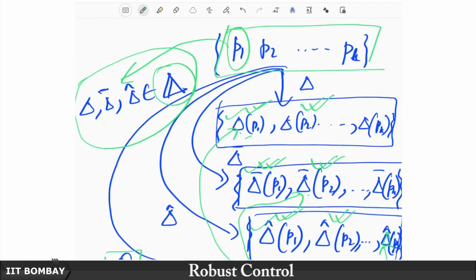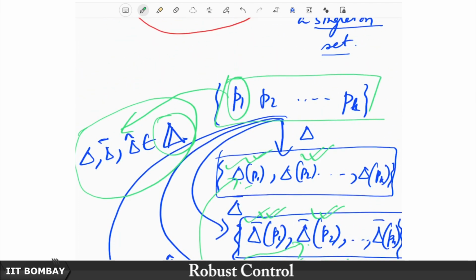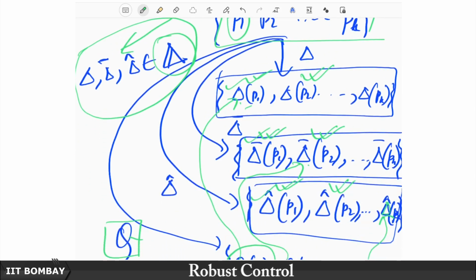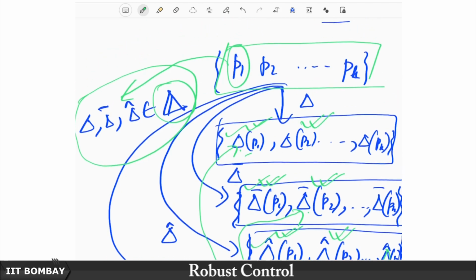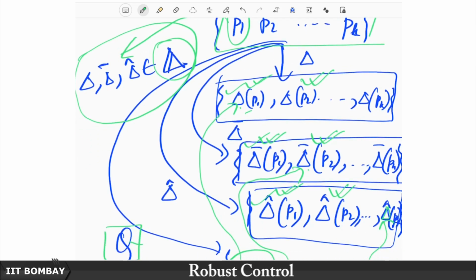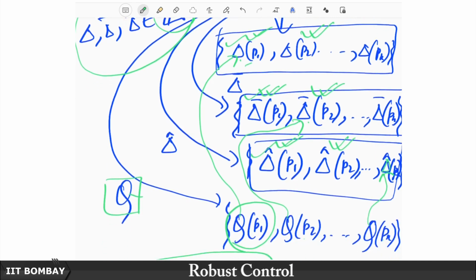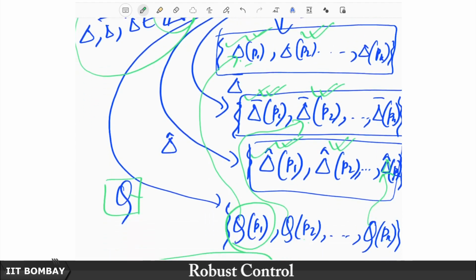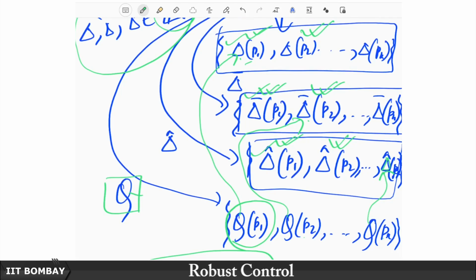But when you are considering the entire set of all possible deltas as your linear maps that can replace Q, then you are trying to design for the worst case, or maybe for all of these cases. So you end up being more conservative. For example, if you give the signal P1, and delta of P1 is very badly behaved, delta bar of P1 is reasonably behaved and delta hat of P1 is very well behaved.